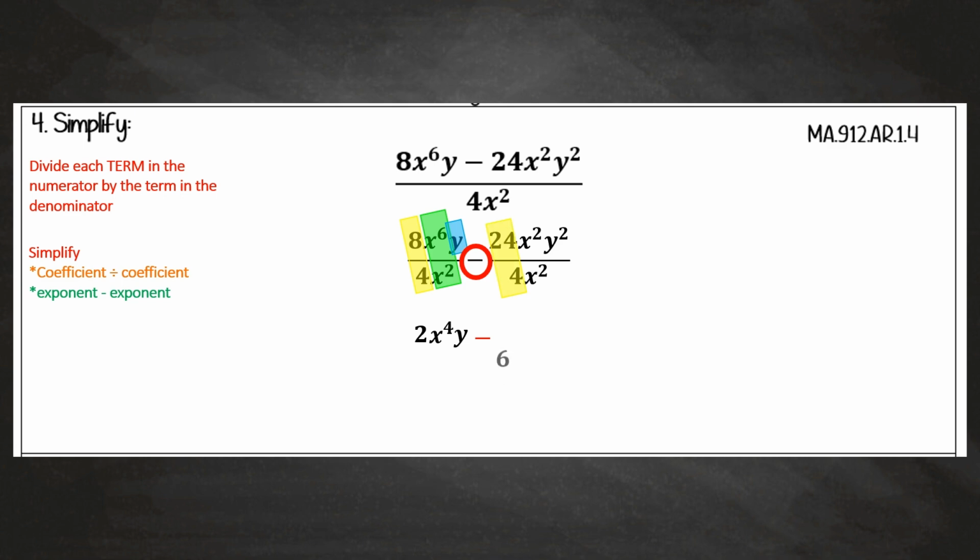24 divided by 4 is 6. X to the power of 2 divided by x. Well, those will cancel out, so I'm not going to have an x anymore. And then I have y squared. So my final answer is 2x to the power of 4 y minus 6y squared.